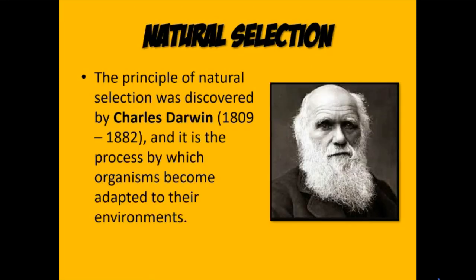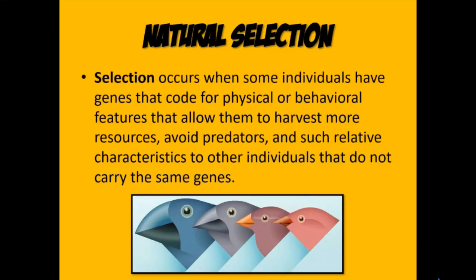In natural selection, the principle of natural selection was discovered by Charles Darwin, and it is the process by which organisms become adapted to their environments. Selection occurs when some individuals have genes that code for physical or behavioral features that allow them to harvest more resources, avoid predators, and such relative to other individuals that do not carry the same genes. The individuals that have these useful features will tend to leave more offspring than the other individuals.